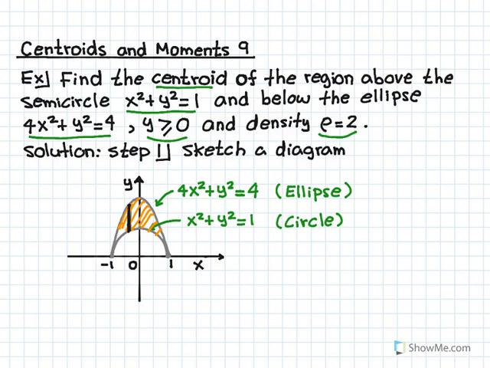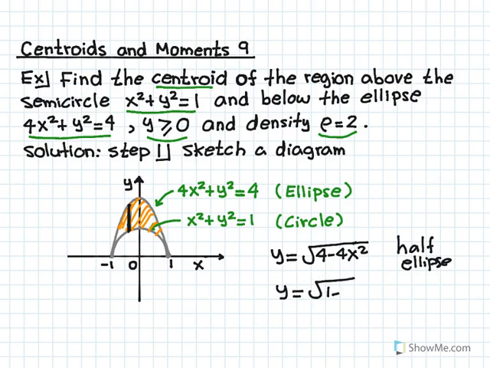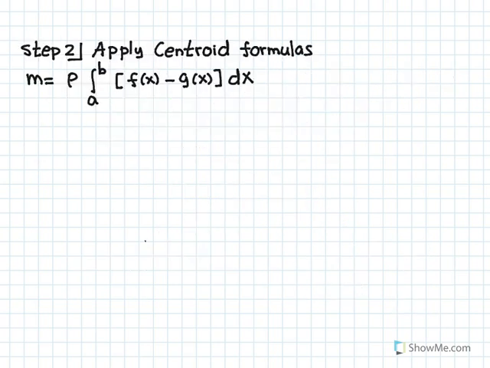So let's solve for y in terms of x. We're going to need it later. Solving for y in terms of x for the ellipse, we get y is equal to root of 4 minus 4x squared. We take the positive root because we're looking for the top half of the ellipse. So this is the half ellipse. And for the circle, solving for y in terms of x, we get y is equal to root of 1 minus x squared. And this is a semicircle.